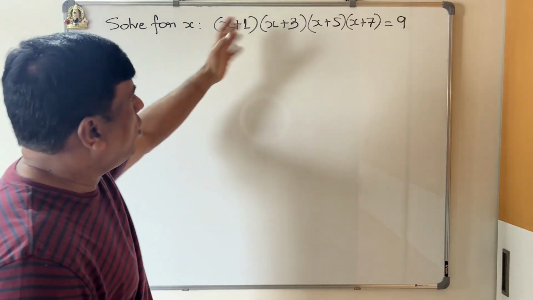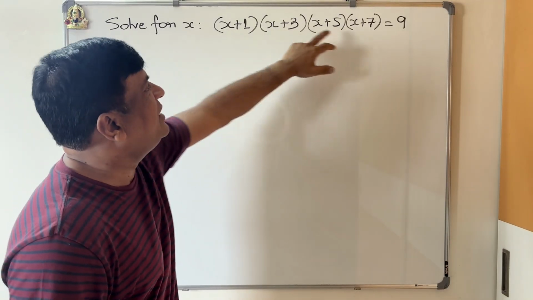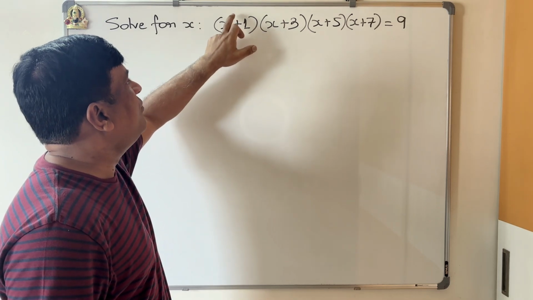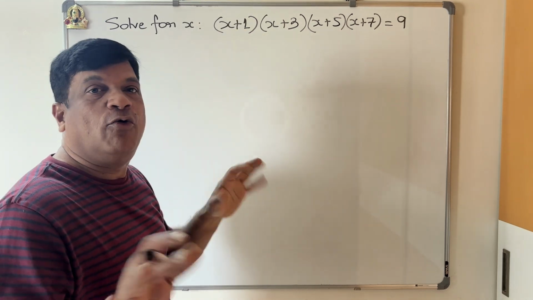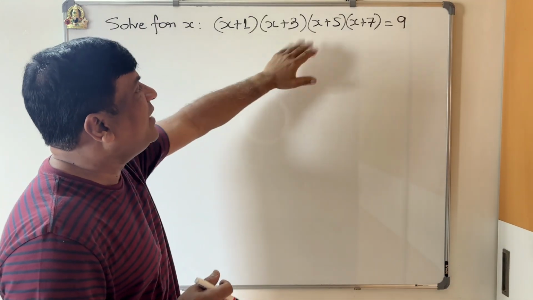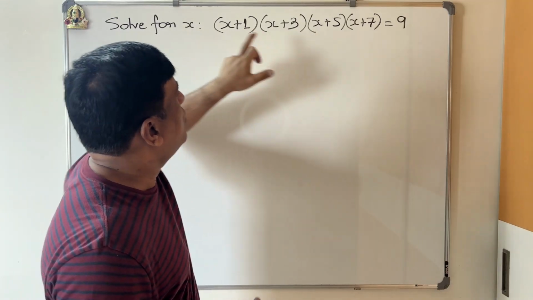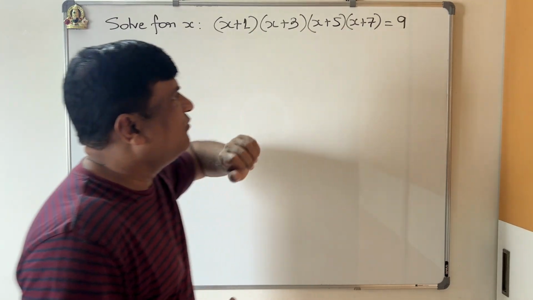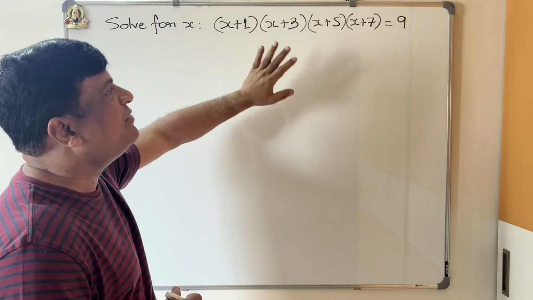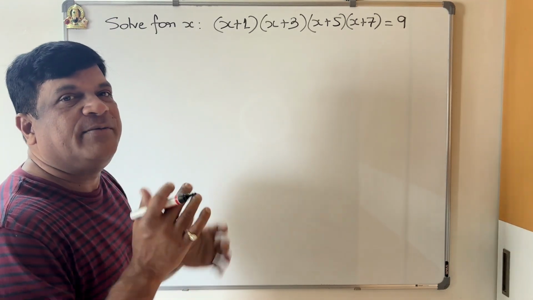Normally, if you don't know the approach, what kids will do is multiply all four of them and come up with an equation in terms of power of 4, which will only complicate your situation. Whenever you get these kinds of problems, if you look at it, this is a series: 1, 3, 5, 7. So you need to pair them in such a way, multiply and substitute, so that your life becomes much easier.